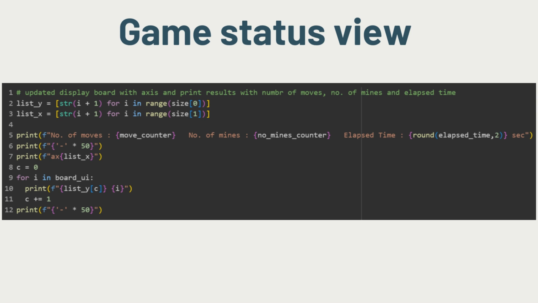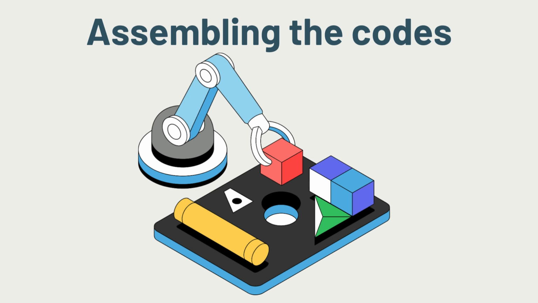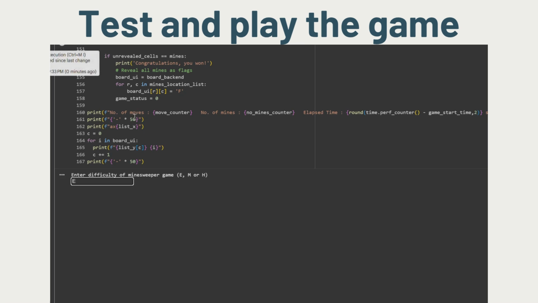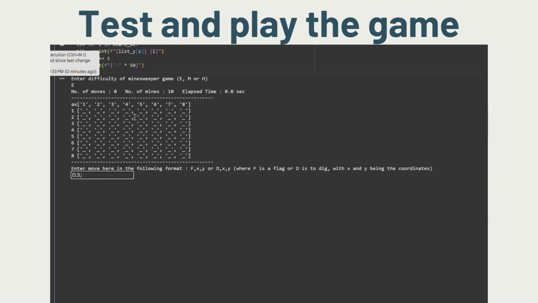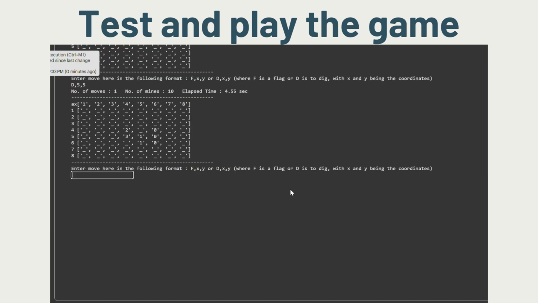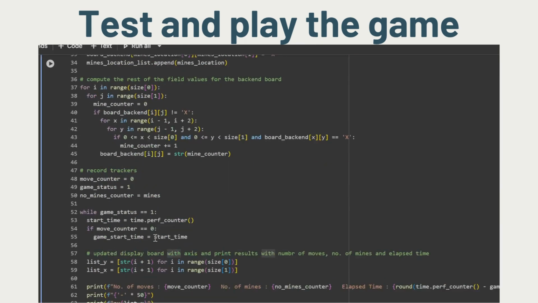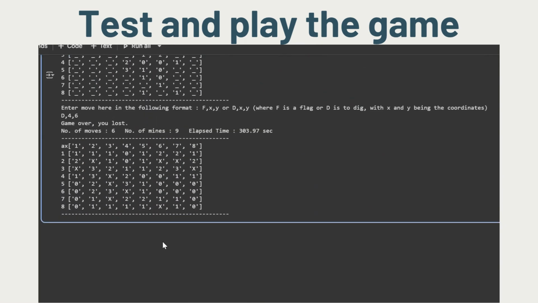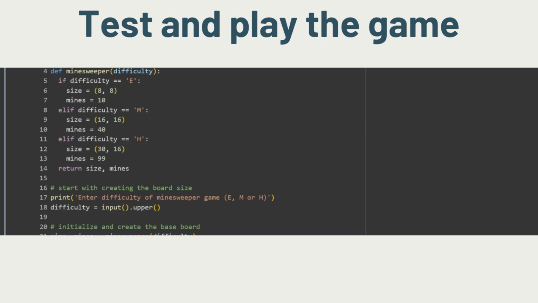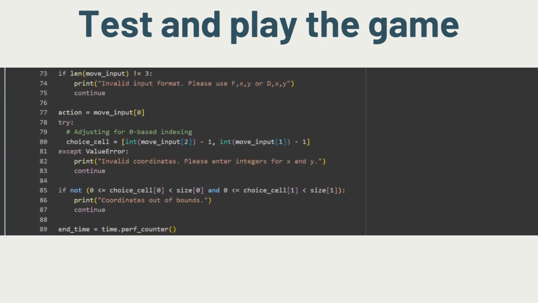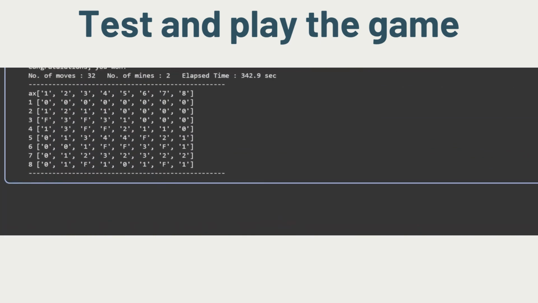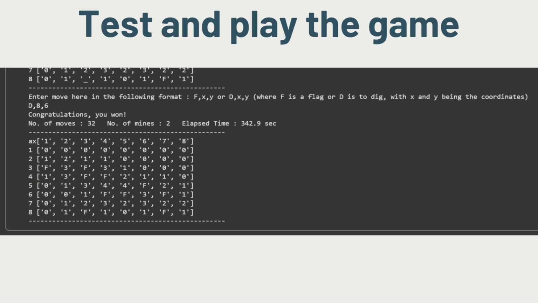Now that we have coded all the components of the game, we will assemble them in order for the game to be played. After assembly, we can run the code to test out and play the game. We can input a difficulty and put in a few moves. We can also test the lose condition. Finally, we test the win condition as well. And there we have it. We have successfully coded a Minesweeper game in Python.